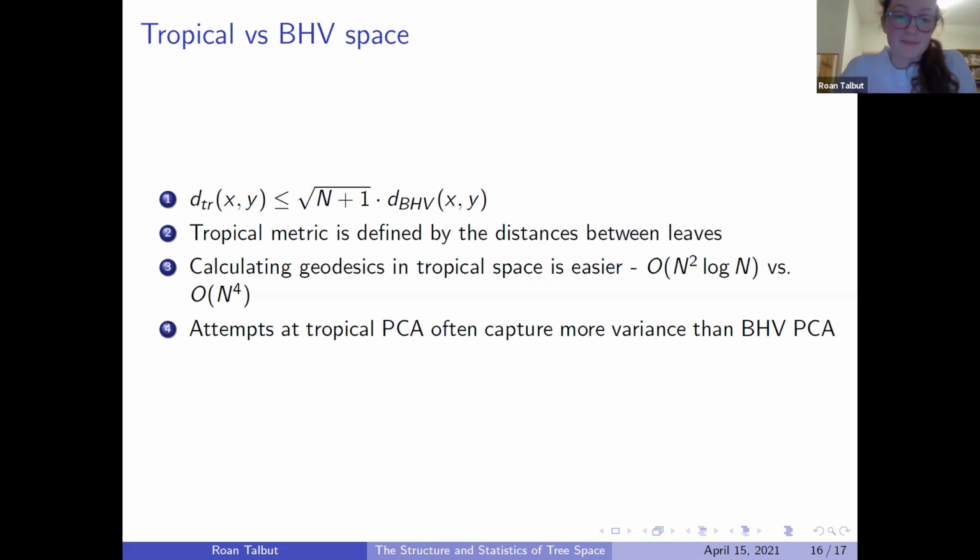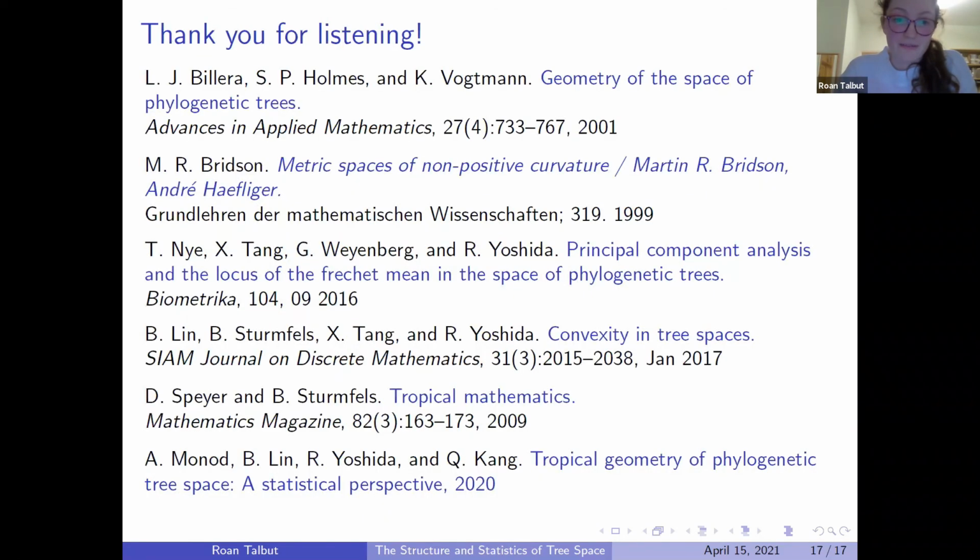Okay, that is all I have. Here are a lot of the key books and papers that a lot of this information has come from. That is all I have. Let me know if you have any questions.